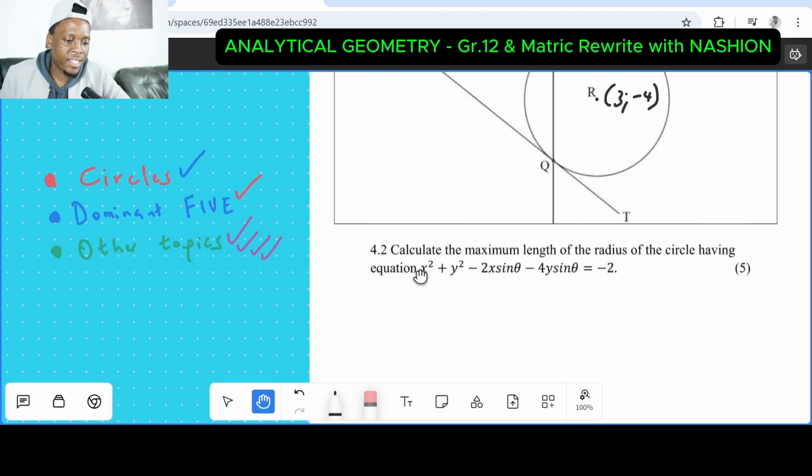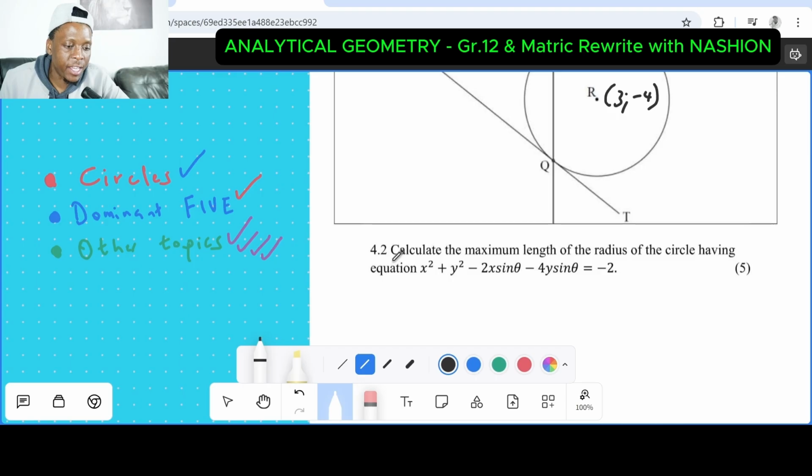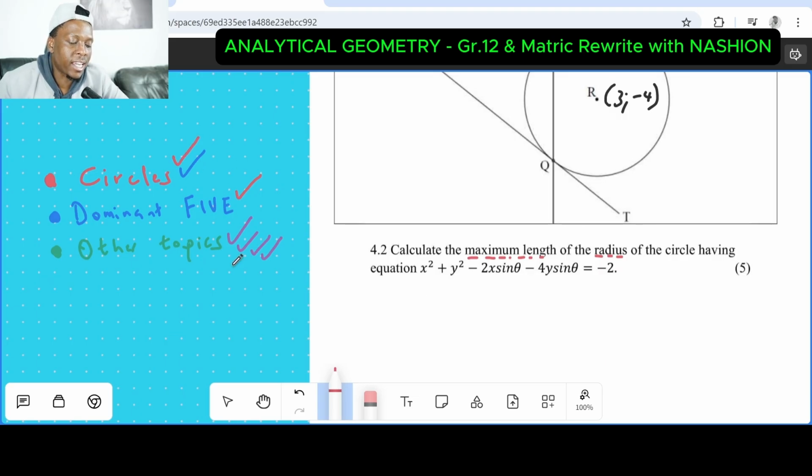Next, customer, please. The final one for now. Calculate the maximum length of the radius of the circle having this equation. This is a direct circle question. Whenever they ask about a circle, especially talking about the equation of the circle, we have to ask ourselves, is it circle center origin or away from origin? Circle center origin must look like this: x squared plus y squared is r squared. But this one right here is not looking like that. So it has to be the circle center away from origin, which is actually this form.